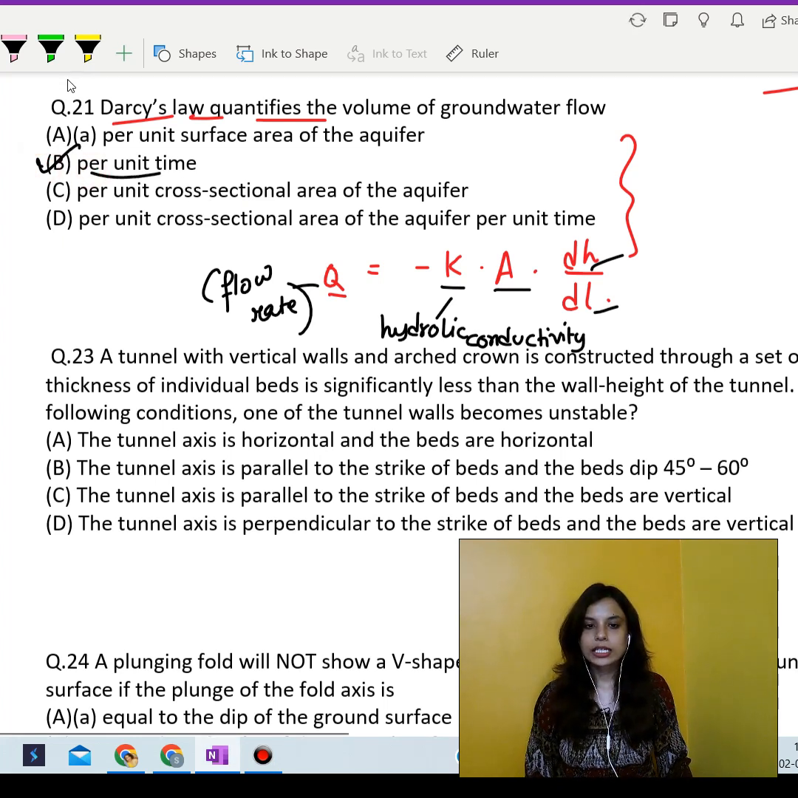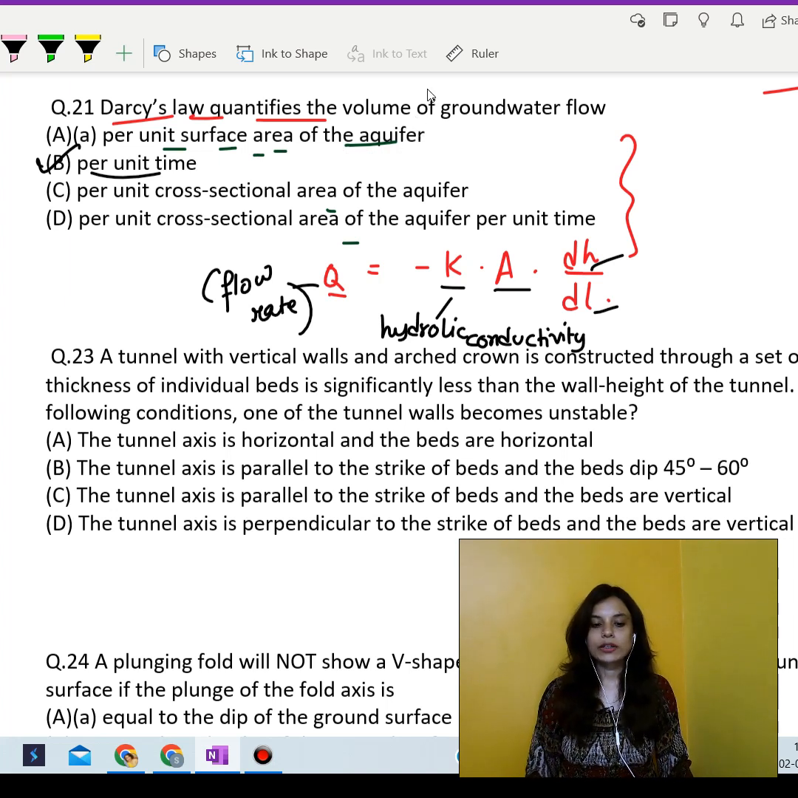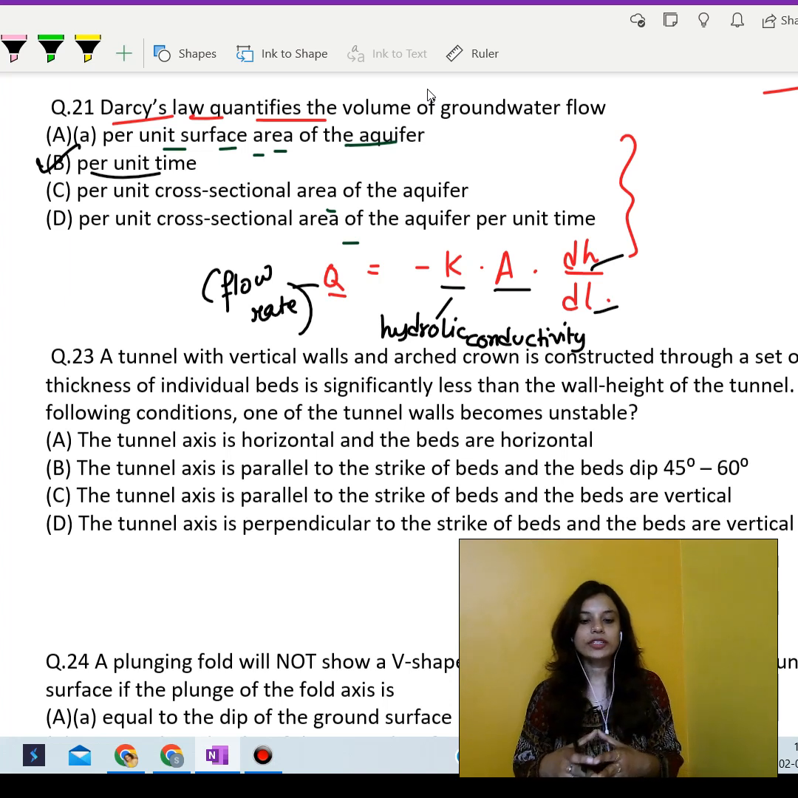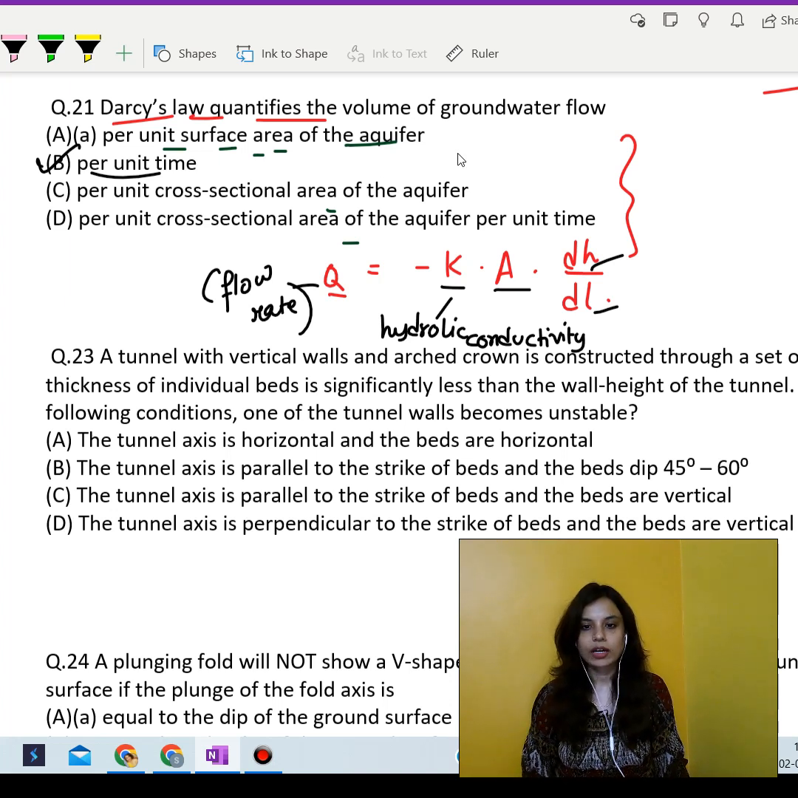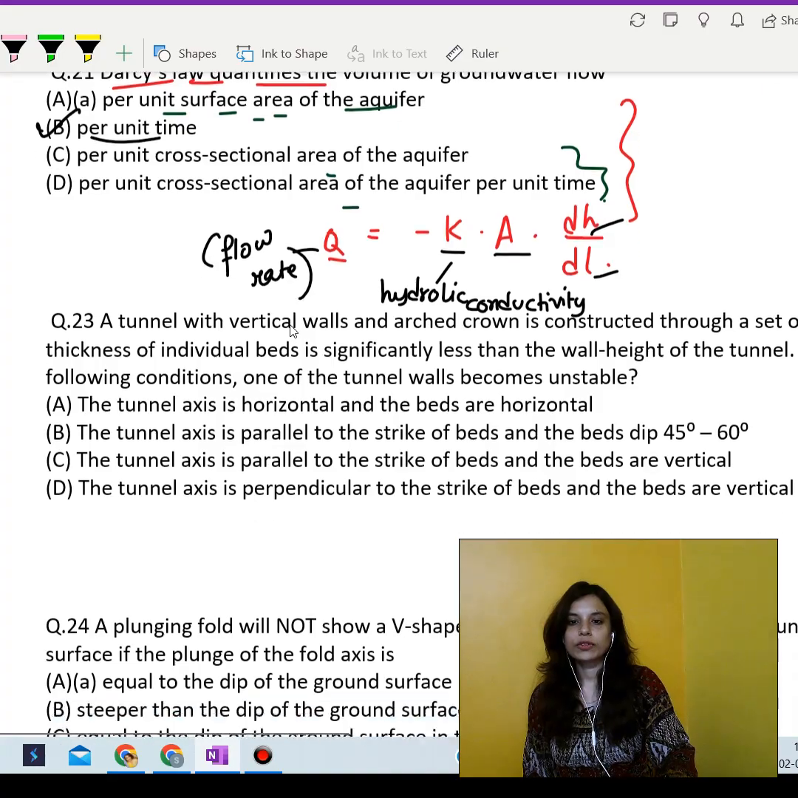Okay. Still, we need to discuss the other options also. Why aren't they correct? Now, option A, which says per unit surface area of the aquifer, the first one, is incorrect because Darcy's law, as I have already said, deals with the flow per unit time, not surface area. Similar things apply to the other two options also. Okay, let's move over to the next question.